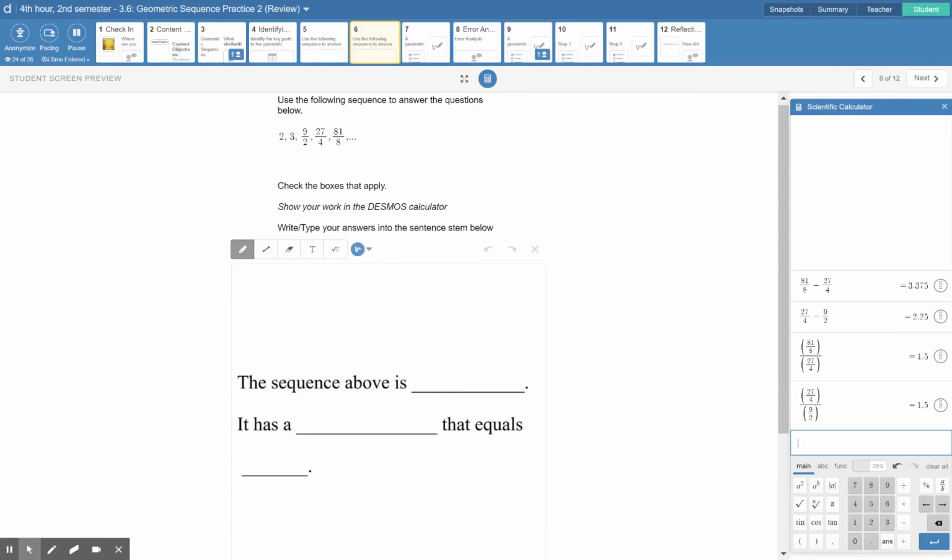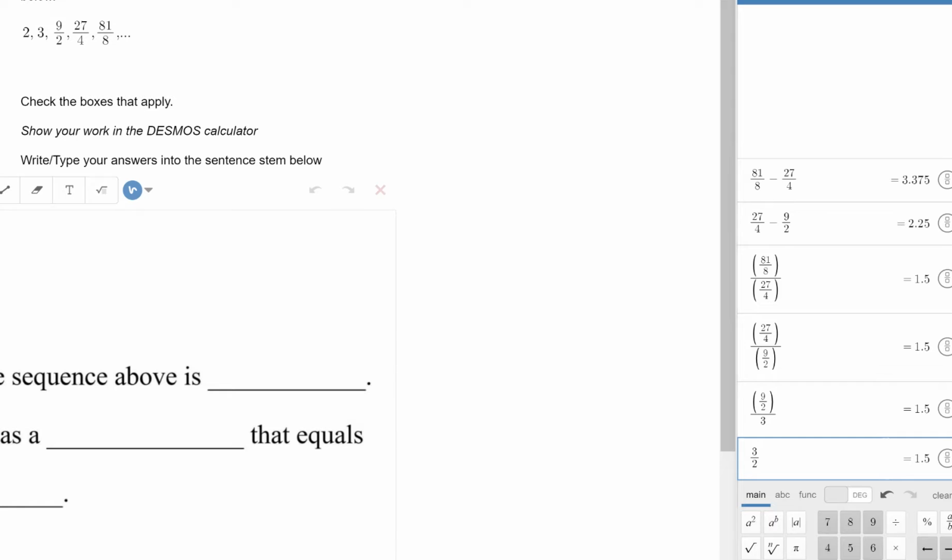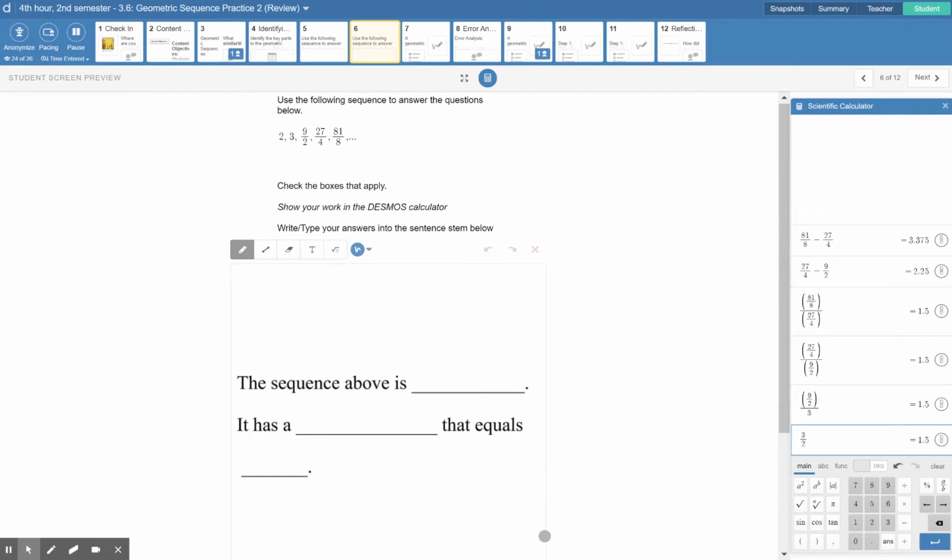Notice I'm getting 1.5. This is looking really good, guys. 9 divided by 2. Make sure you type it right. That's where the big mistakes are. And then finally, 3 divided by 2. Look at what happened. We have a common number. We have 1.5, 1.5, 1.5, 1.5. How did we get that? We did that by creating a ratio. So whenever you have a common ratio, let me just type it right here, and say what that common ratio is. We know that that is actually a geometric sequence. So whenever you have a ratio, it is geometric.